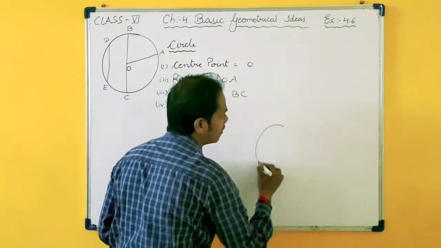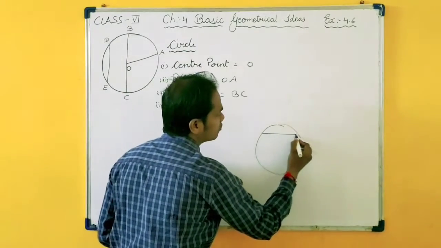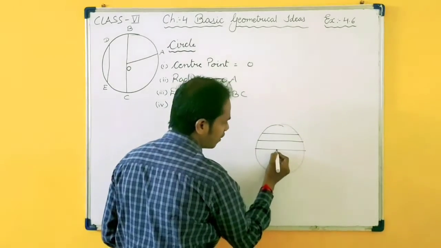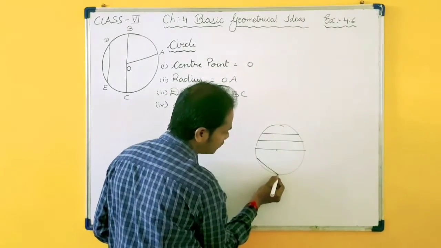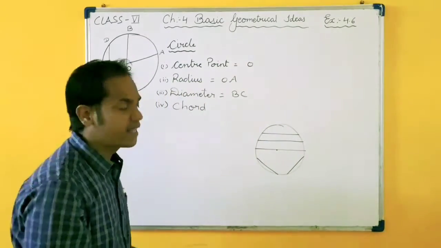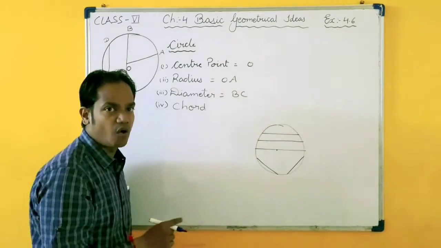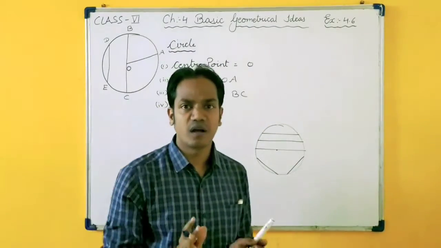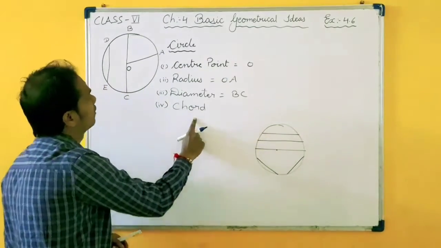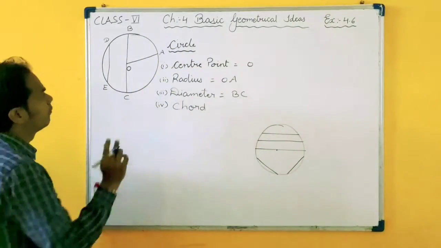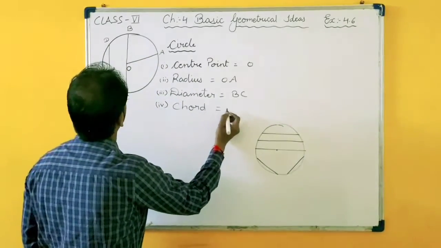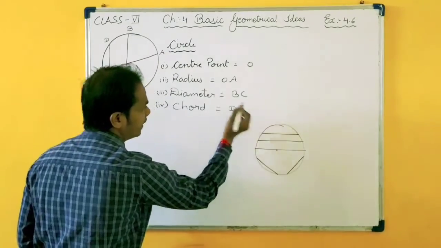You can make like this also, like this also, like this also. All these are chords. You can say that a diameter is a chord, but a chord is not a diameter. You can say that BC is a chord, but you cannot say that DE is the diameter. So what is chord? Chord is DE.